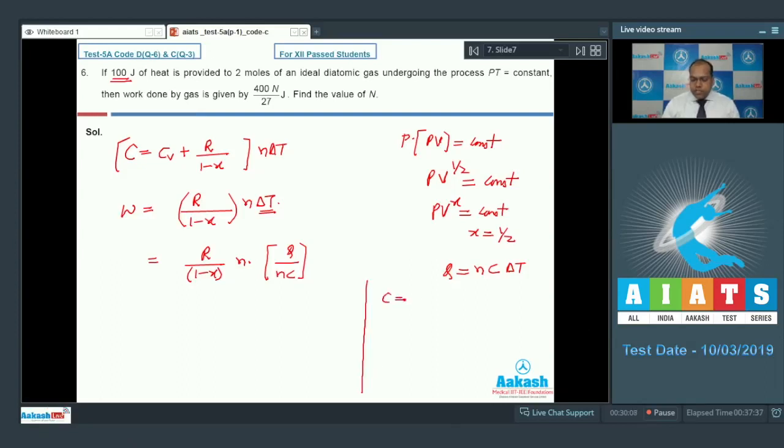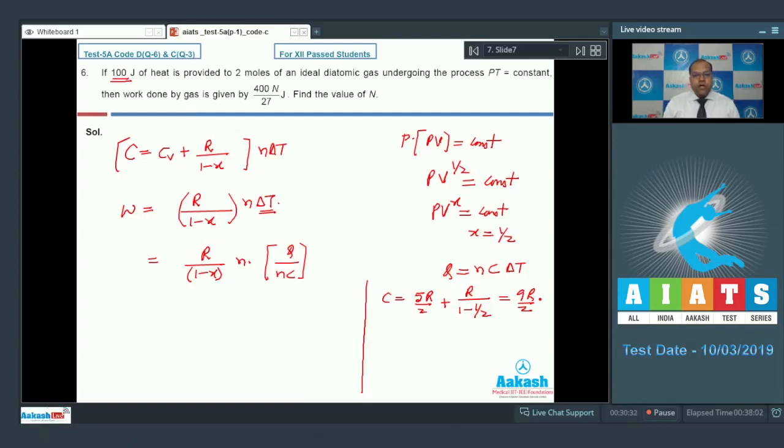So C is equal to Cv. For the diatomic gas, the value of Cv is 5R by 2 plus R divided by 1 minus x, and the value of x is 1 by 2. On further solving, it comes out to be 9R by 2.